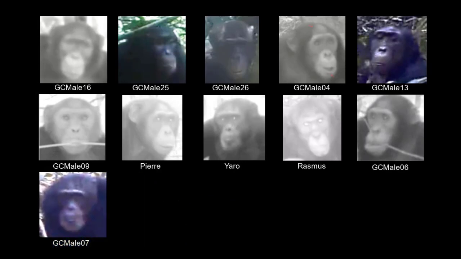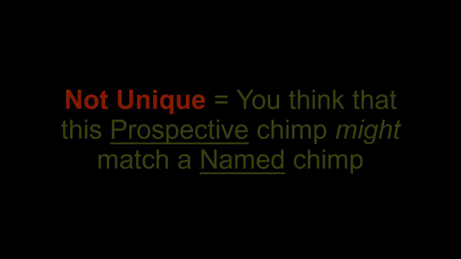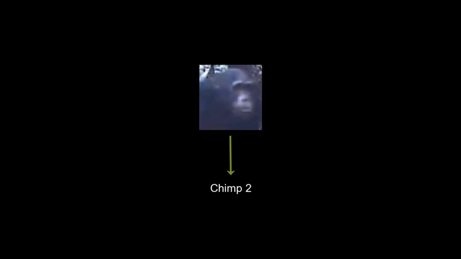In this case, Chimp 2 is considered a possible match to Chimp 1, and we don't discuss Chimp 2 any further. However, if you think Chimp 1 might match one of the named chimps, you'll vote not unique and propose which chimp you think he might match. You don't have to be sure, and this doesn't have to be a match discussion. We'll consider Chimp 1 not unique, and then discuss Chimp 2 as possibly being unique instead.